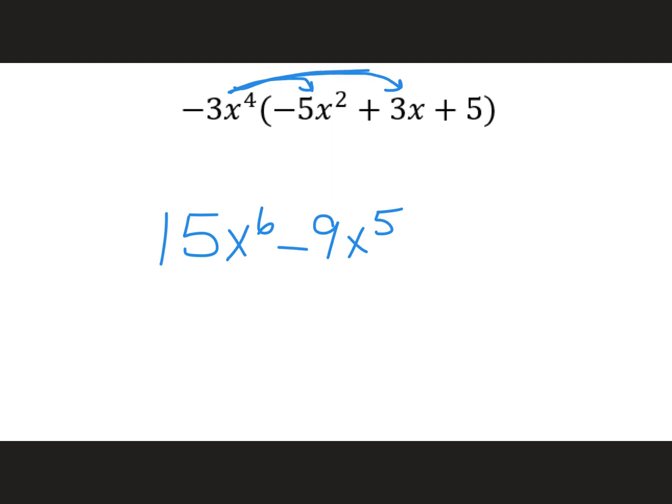And then finally, this direction, negative 3 times positive 5 is negative 15. And then I'm just going to bring along the x to the 4, just like that. All done. Is that what you got?